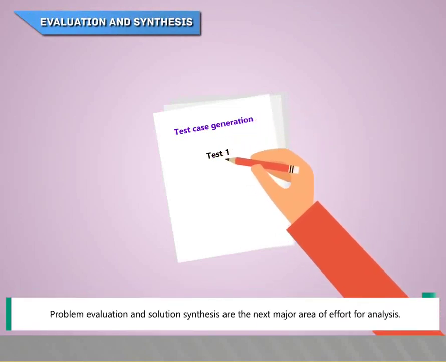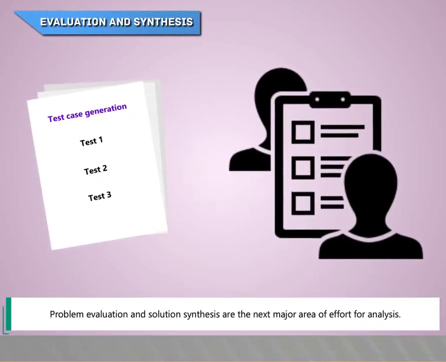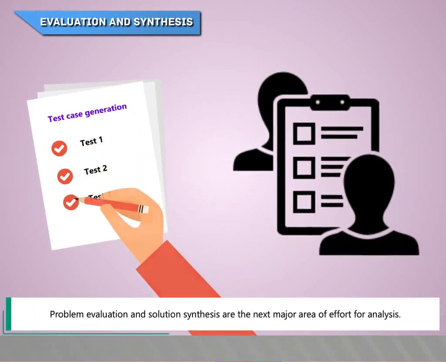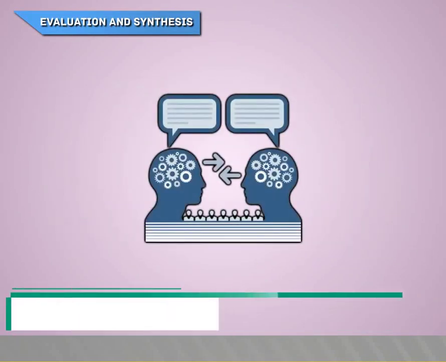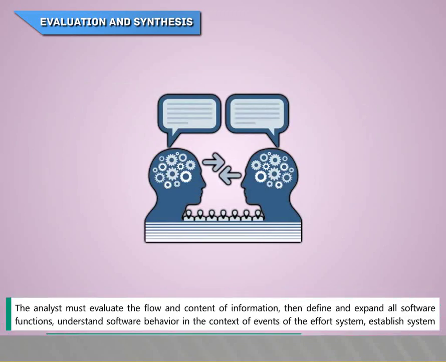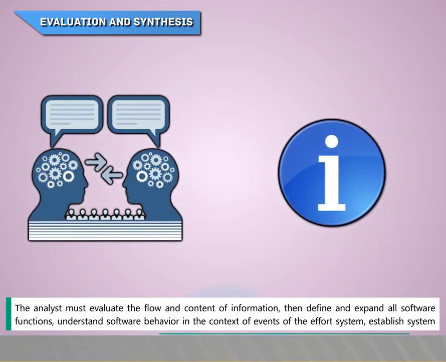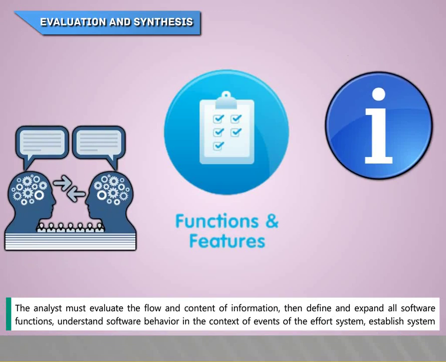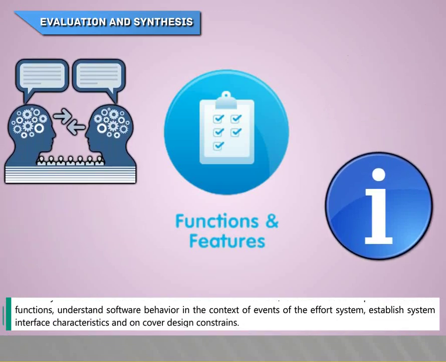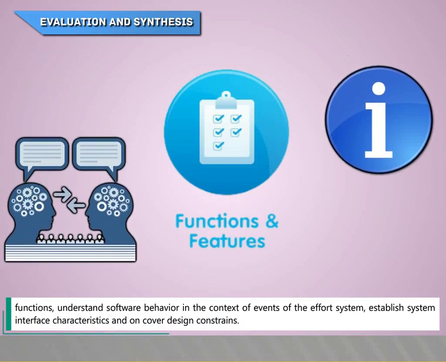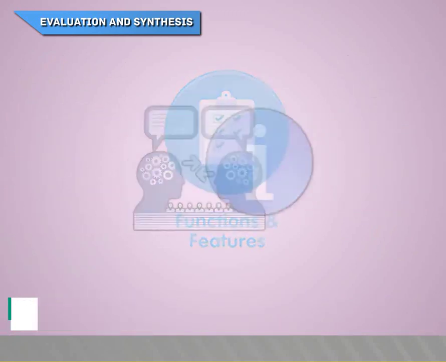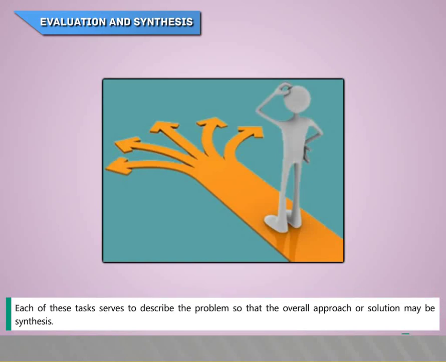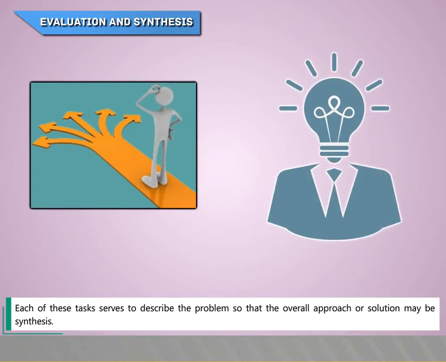Evaluation and synthesis. Problem evaluation and solution synthesis are the next major area of effort for analysis. The analyst must evaluate the flow and content of information, then define and expand all software functions, understand software behavior in the context of events of the system, establish system interface characteristics, and uncover design constraints. Each of these tasks serves to describe the problem so that the overall approach or solution may be synthesized.